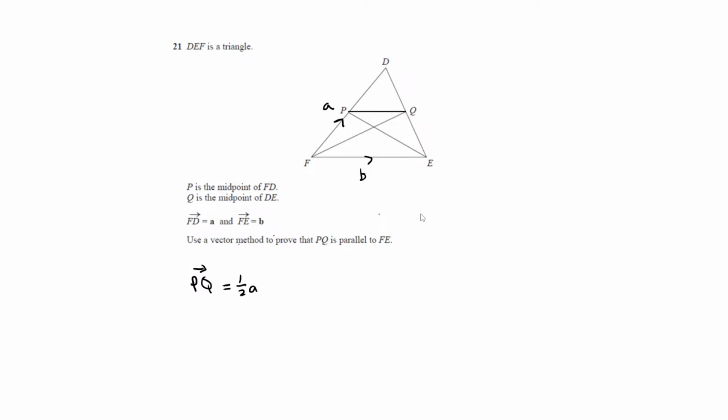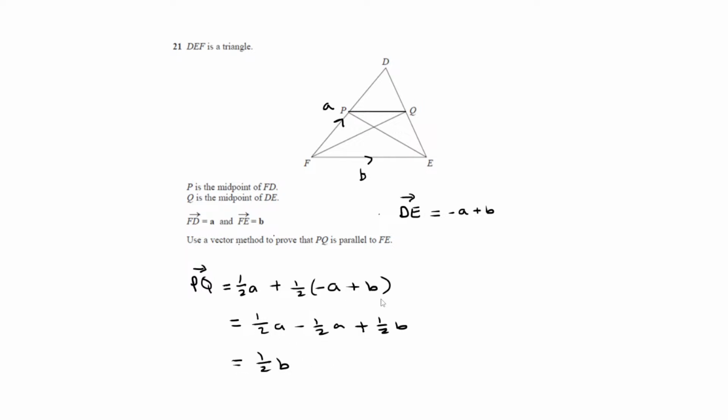So do you see how I would also, before then, have to work out DE. So D to E would be minus A plus B as a whole. And then do you see how D to Q is half of that? So plus half of that. So obviously now I'm going to expand and simplify this. That would give me half A minus a half A plus a half B. Now do you see how the A's cancel? And I'm just left with a half B.